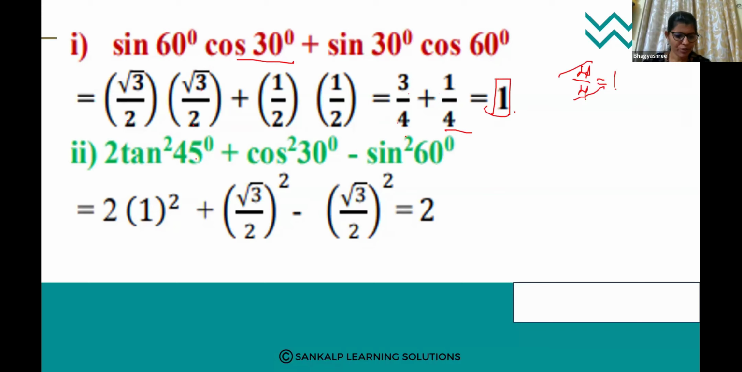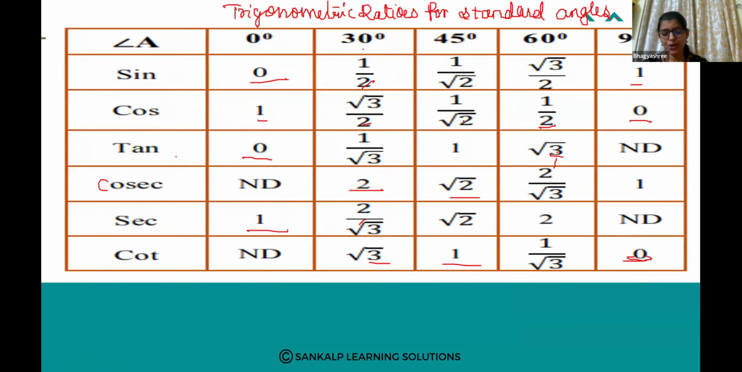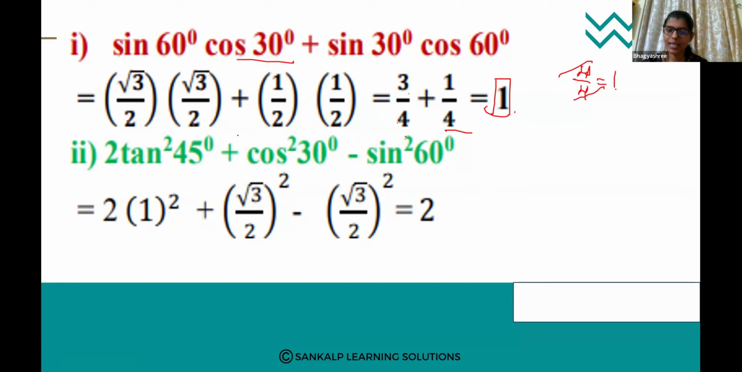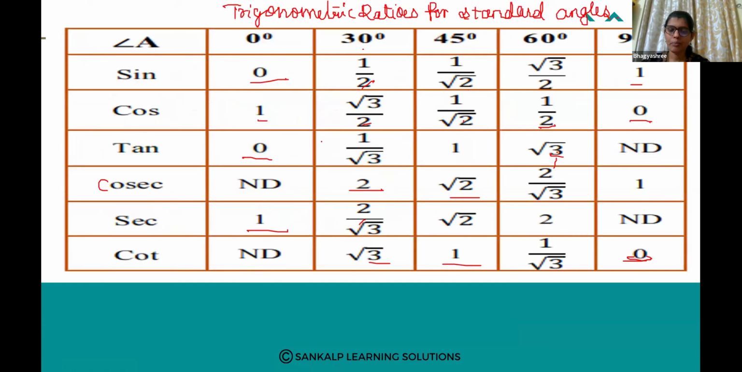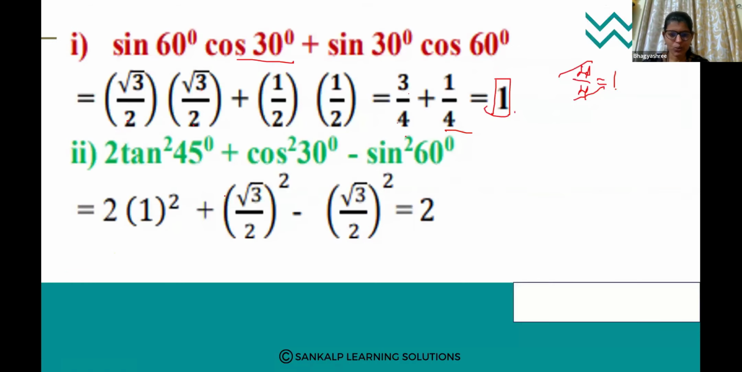Next one. 2 tan square 45 degree plus cos square 30 degree minus sin square 60 degree. 2 into tan square 45. If we know the tan 45 value, we can solve such type of questions. So for that we need to prepare this chart. We need to make it perfect, right? So tan 45 degree is 1.